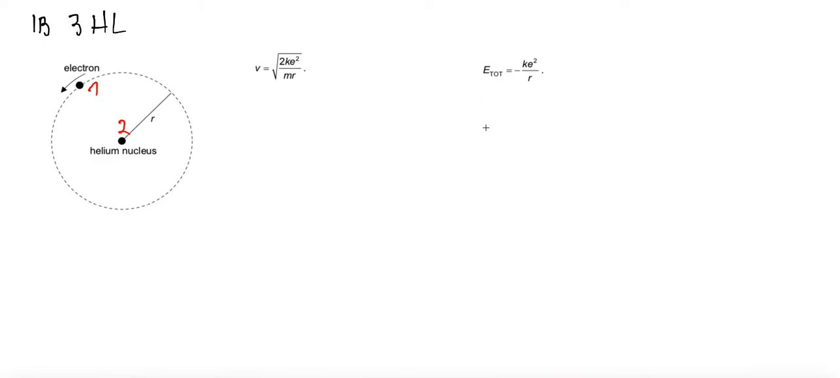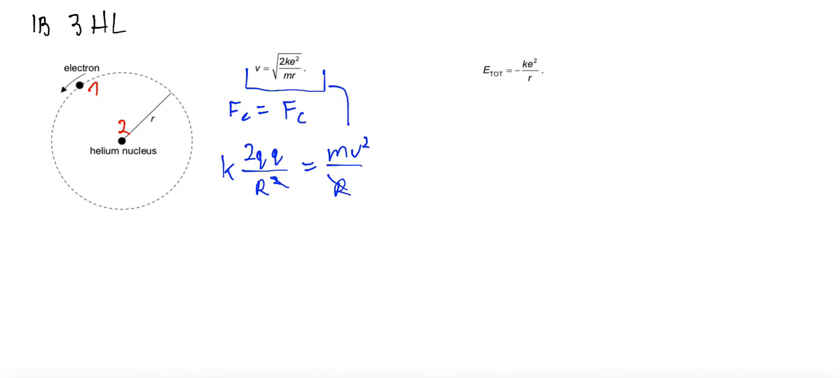Okay, so first with speed. It's easy. Electric force is equal to centripetal force, so k, 2q times q, so 2kq squared over r squared, is equal to mv squared over r. Finally, speed is given by this.